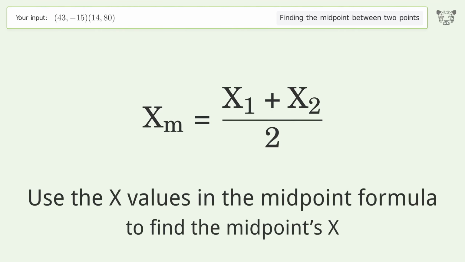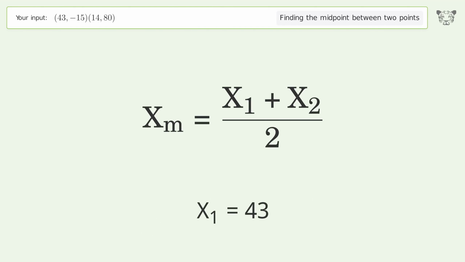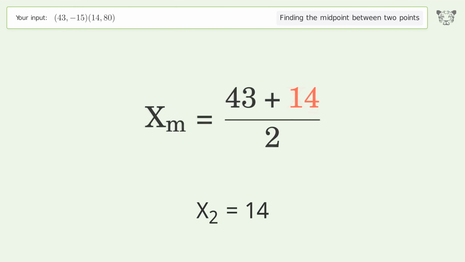Use the x values in the midpoint formula to find the midpoint's x. x1 equals 43. x2 equals 14. Simplify the arithmetic.